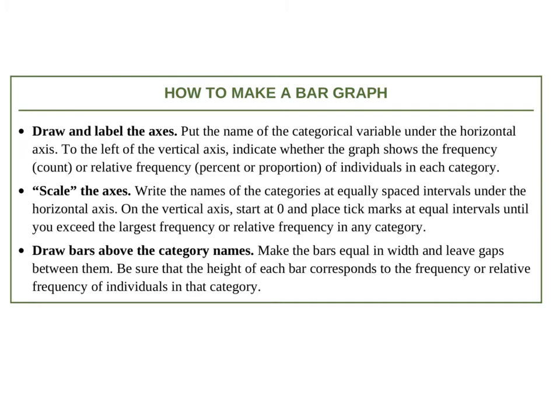You can have a different scale on the x-axis and the y-axis, but you have to make sure the scale on the x, for example, is the same throughout. You start from 0 on both axes. It's really important. I'm sure you know that, but just reiterating it. And then you want to draw your bars above the category names and make sure their width is the same. You can make them different colors. You can put in different patterns. You do you.